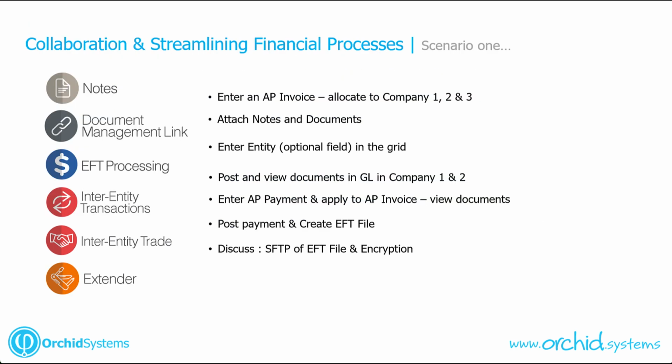And this is the scenario I'm going to show you now. We're going to enter an invoice in Company 1, which gets allocated to 2 and 3. We're going to have notes and documents attached in Company 1, and the documents will be available for viewing in Companies 2 and 3. And then we're going to post a payment against this particular invoice and create the EFT file.